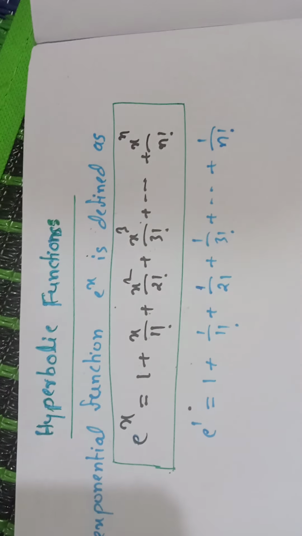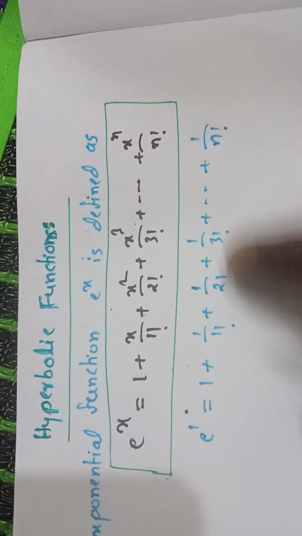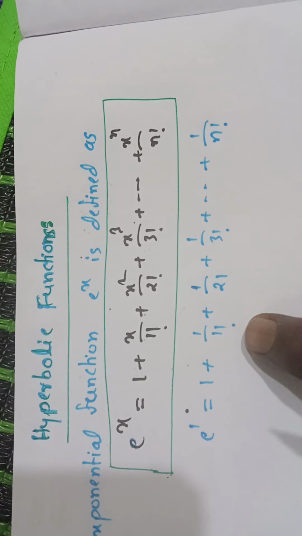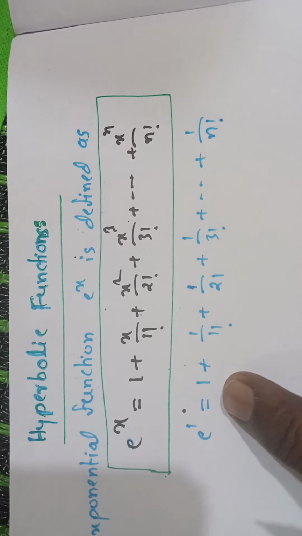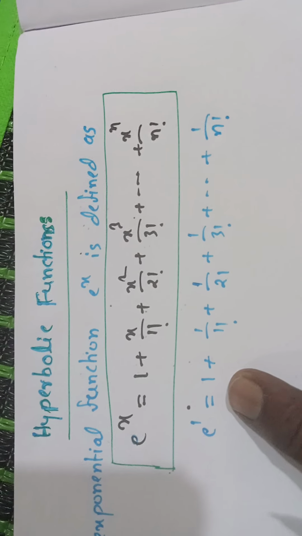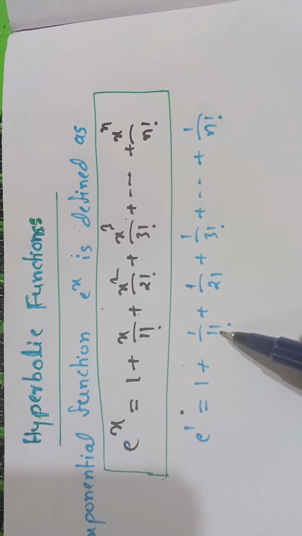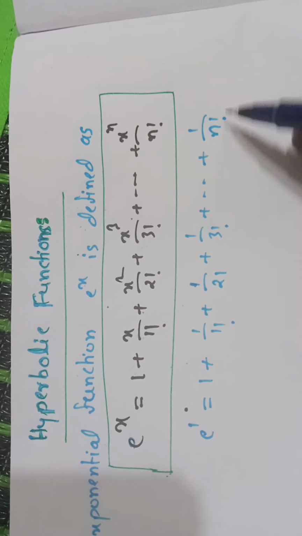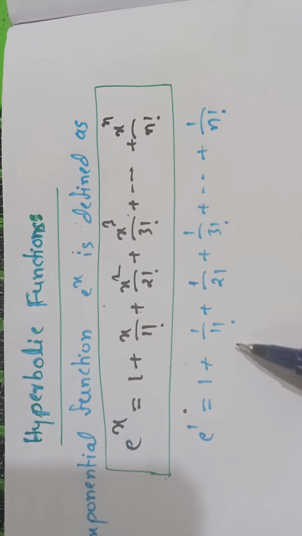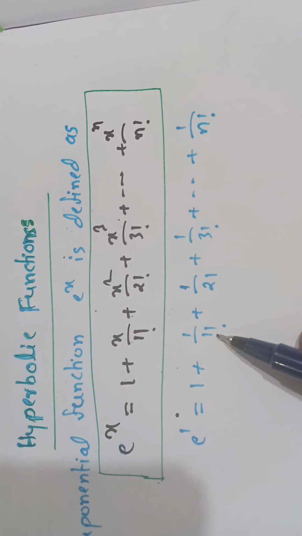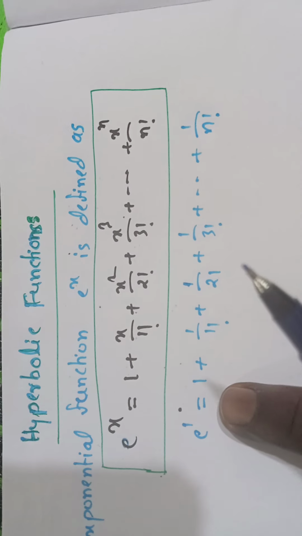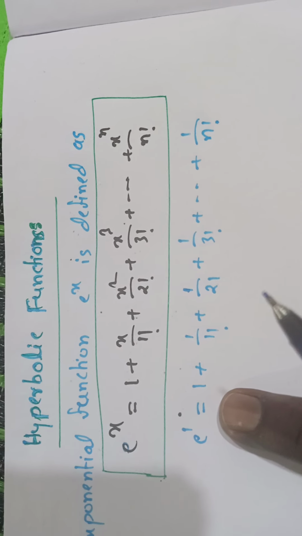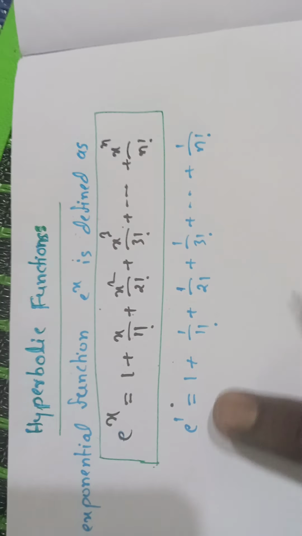Here n number of terms are there. Not only n number of terms. If you consider it very carefully, we have n plus 1 number of terms. Why? Because the second term is 1 factorial, the third term 2 factorial, then 3 factorial. From the second term only the factorial is started: 1 factorial, 2 factorial, 3 factorial, like that up to n factorial. So n terms are there, and including the first term, n plus 1 number of terms are there in the exponential series.